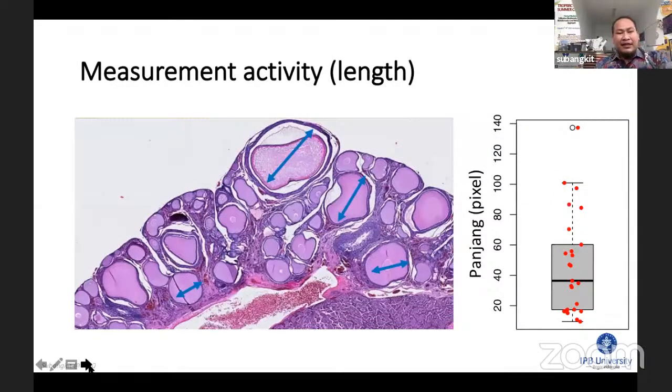For example, you can measure the length. It is actually difficult to say that this one is bigger than another. But after we measure the length by software, we can get quantitative data. For example, this follicle, this ovary, after we make the histological section, we can measure how long this follicle is, how long this one, how long this one. So we can make statistical data, and also we can compare each other.